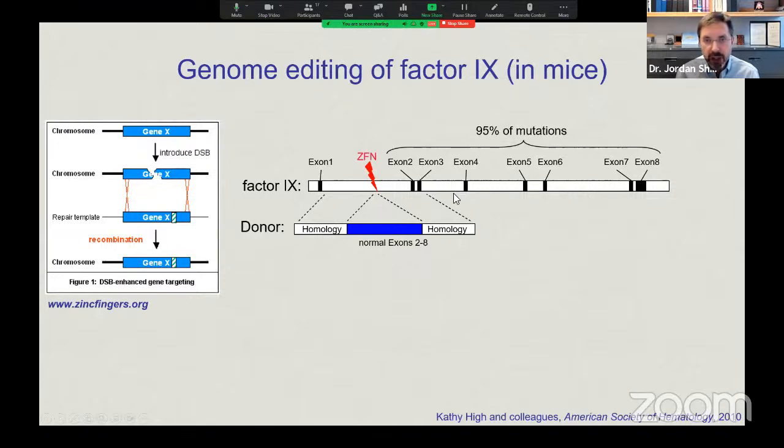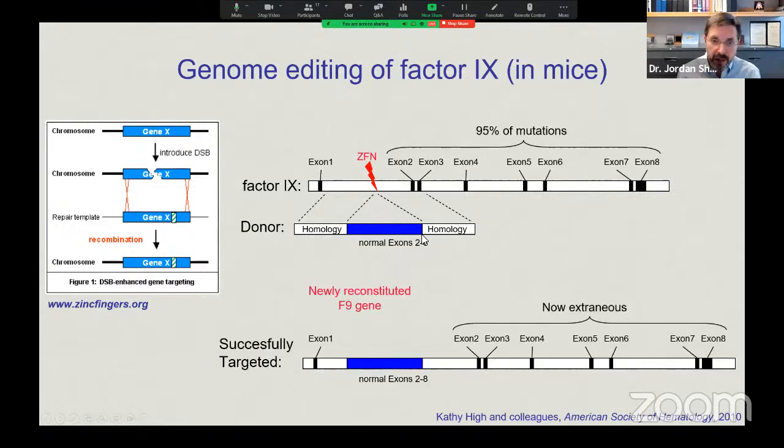So what they realized is that they could take a gene therapy approach where their repair template is normal exons 2 through 8, and they could target it with a single zinc finger nuclease to this one part between exon 1 and 2, known as the intron. And now they could get that inserted, and what you get is a newly reconstituted factor 9 gene. This becomes extraneous, but this here will produce factor 9, and they showed in the mice that it could produce factor 9 and lead to much better clotting outcomes for hemophilia B mice.